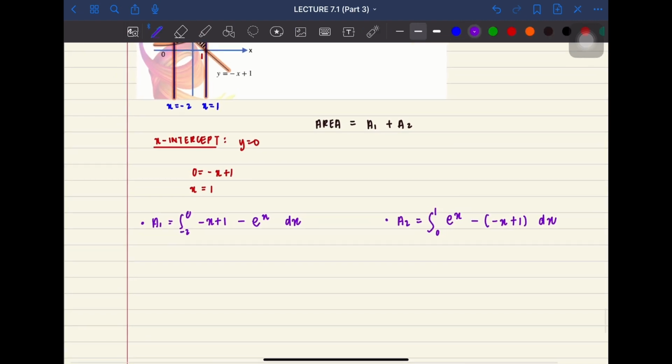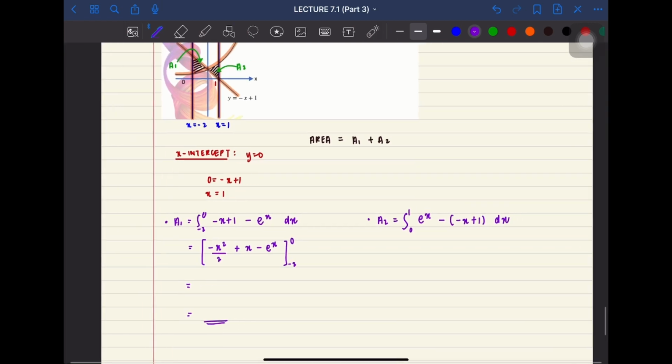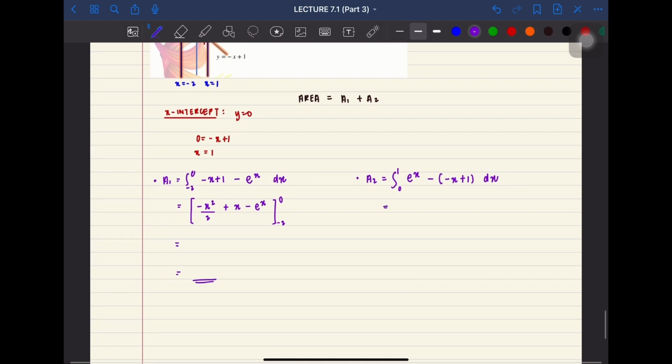Okay, so yang belah kiri tu, yang A1 dah boleh integrate terus dah. Negatif 2 until 0, so integrate negative x is negative x square over 2. Integrate positive 1 is positive x. Minus, integrate dx is dx value. Okay, so from negative 2 until 0. Okay, so cari dia punya area. And then untuk A2 pula, so A2, before integrate, kita boleh pluskan dia. Kita darab masuk dulu yang negatif tu senang. Okay, so jadi plus x minus 1 dx.